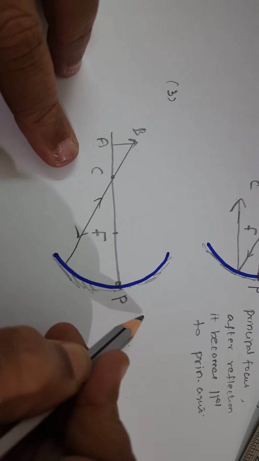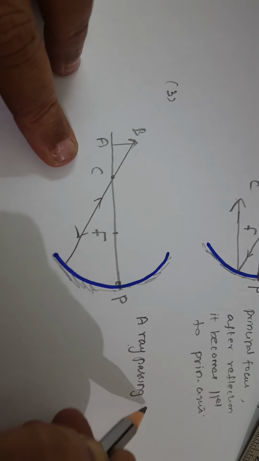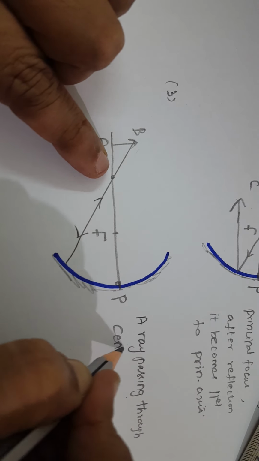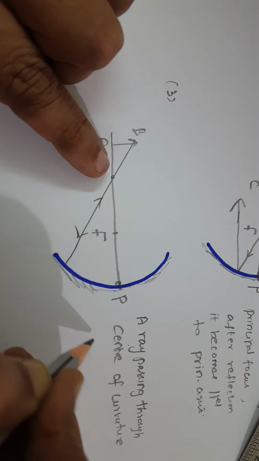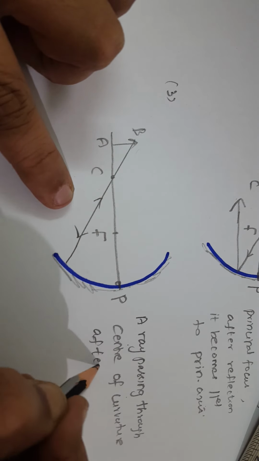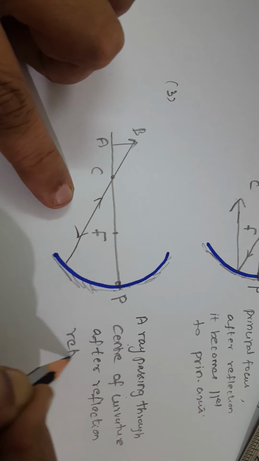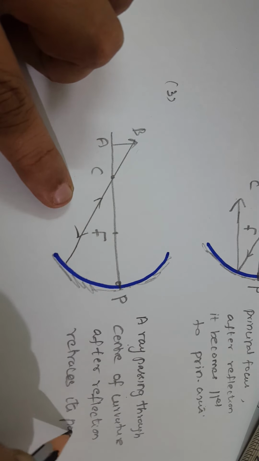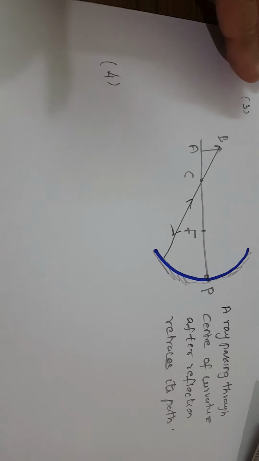Okay, so what is the third rule? A ray passing through the center of curvature, right? After reflection, it retraces its path. Okay, this is the third rule. Now we will learn the fourth.